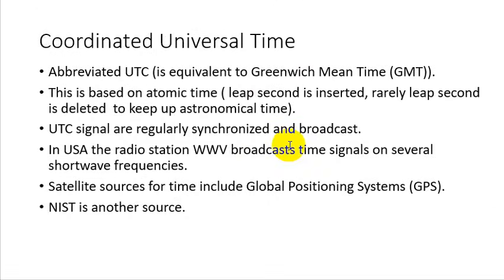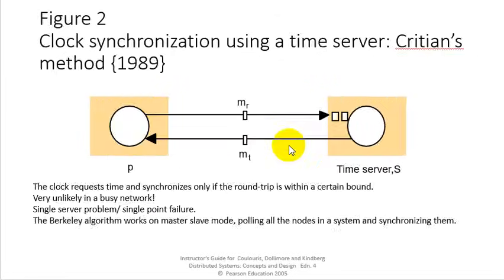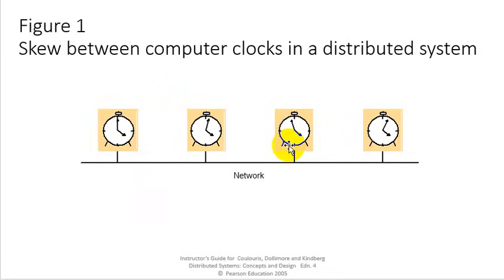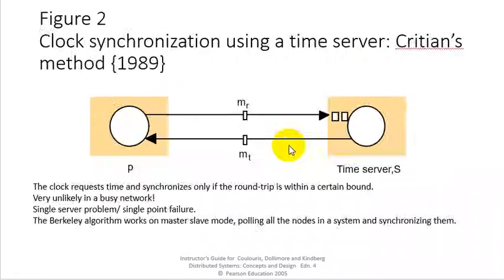So UTC is the global standard for measuring time. It's synchronized using atomic clocks and is distributed through GPS satellites and other time services. This provides a common reference for computers around the world. So this is called clock skew. This figure illustrates how different computer clocks gradually drift apart. Even if they start together, small timing differences accumulate over time, making synchronization essential.